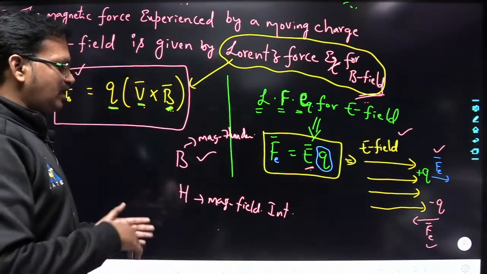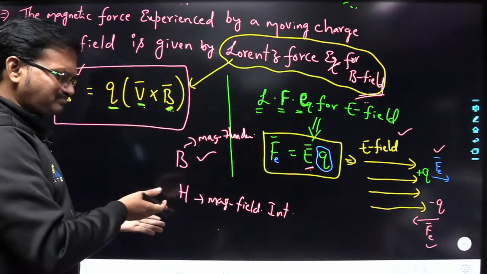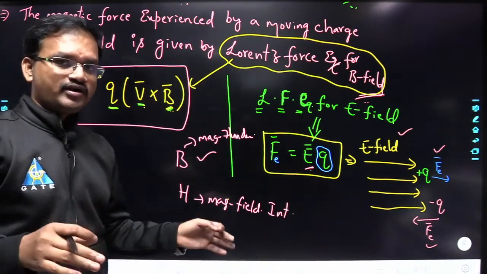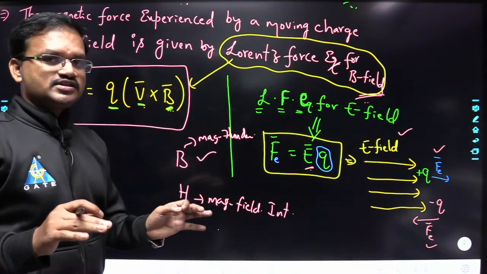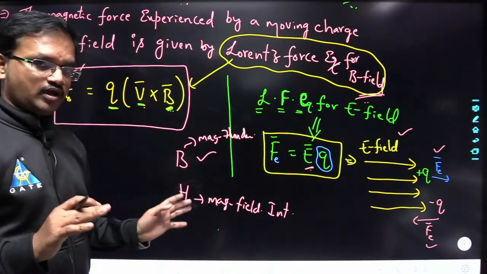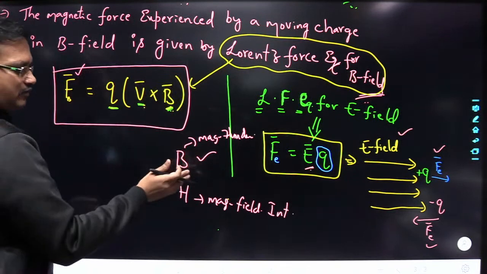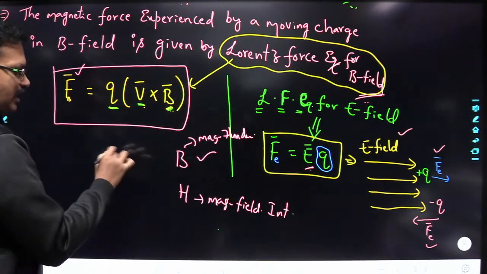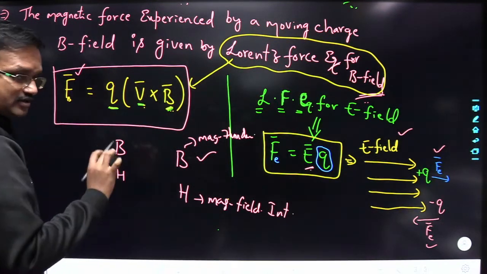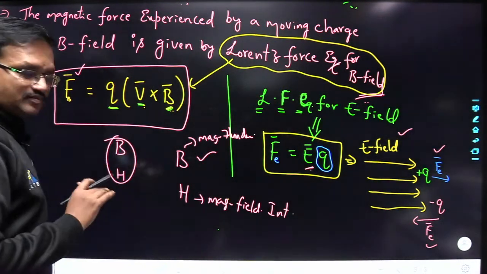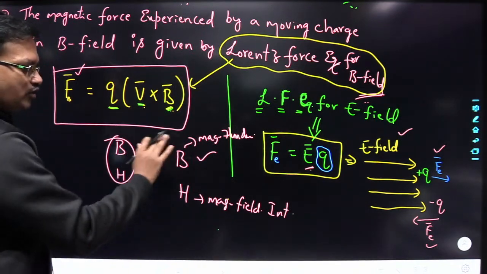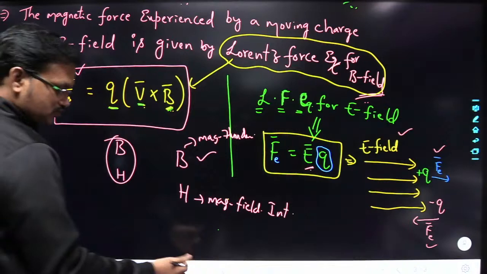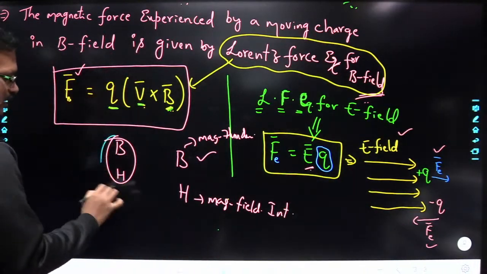Okay, but whenever I am saying B or H, I will simply represent it as magnetic field. I will simply call it magnetic field, so don't get confused by this. I will write here whether I am talking about the B field or the H field, but I will call both simply magnetic field. Understood? I don't use magnetic flux density and magnetic field intensity every time. So please understand that, right?